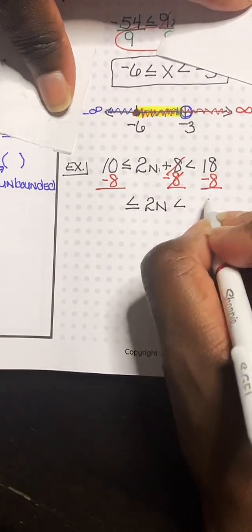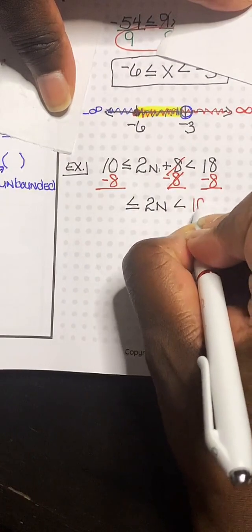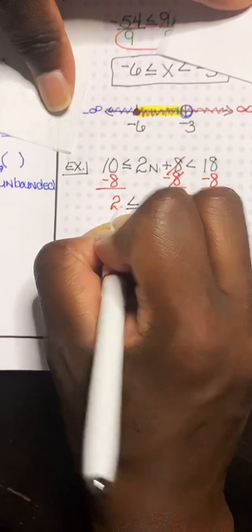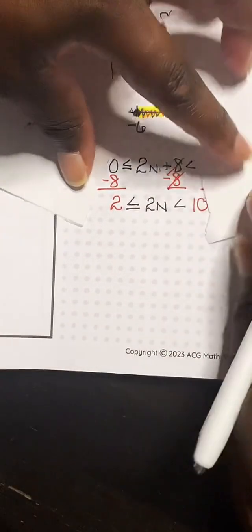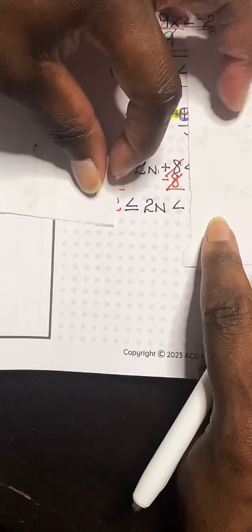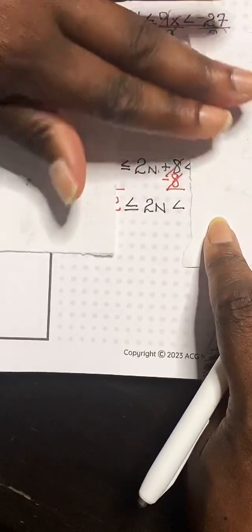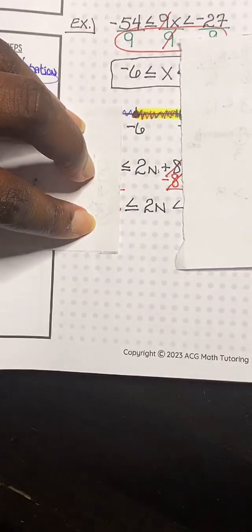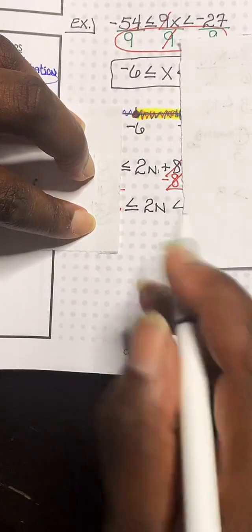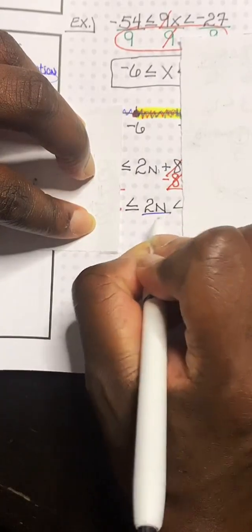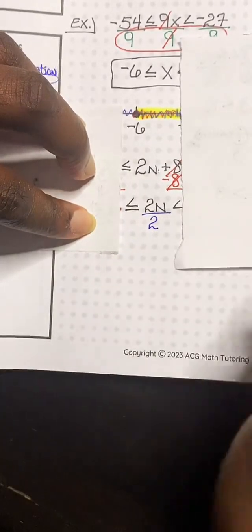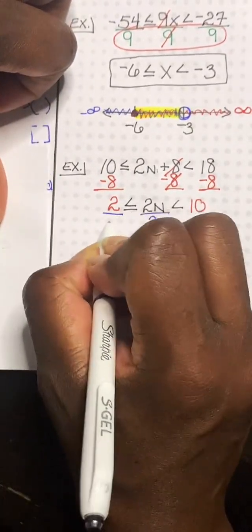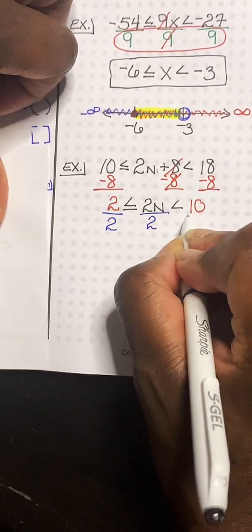So over here, 18 minus 8, we get 10. And 10 minus 8, we get 2. All right, so right here in the middle we have 2n. So that means we want to divide by 2. And if I divide the center by 2, that means I divide my ends by 2.